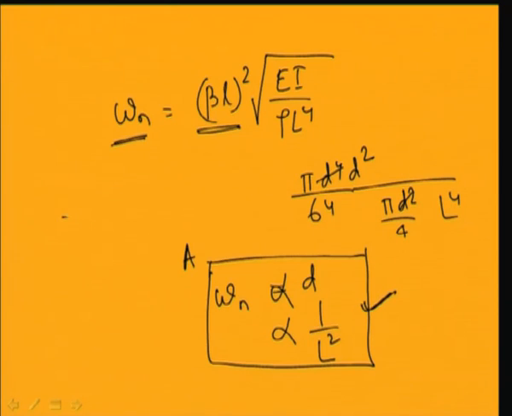Also you may mount several rotors on this shaft. When mounting several rotors, you can find the natural frequency of the shaft by using the Dunkerley formula, which we will study in the approximate methods.